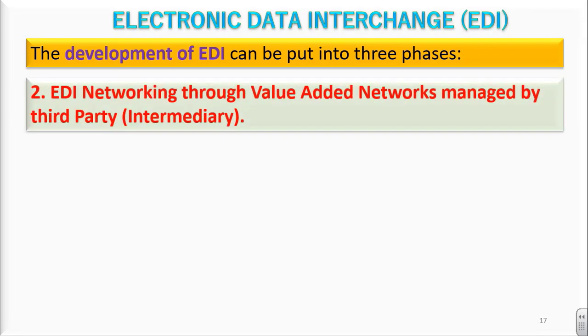The second phase is EDI networking through value-added networks managed by third party. This is the case which we have taken up, that on the one side there are hospitals, on the other side there are suppliers. In between these two, there is an intermediary organization that we call third party, and this third party creates a network which makes the information flow possible among different entities, that is hospital and suppliers. We give name to this particular network as value-added network.